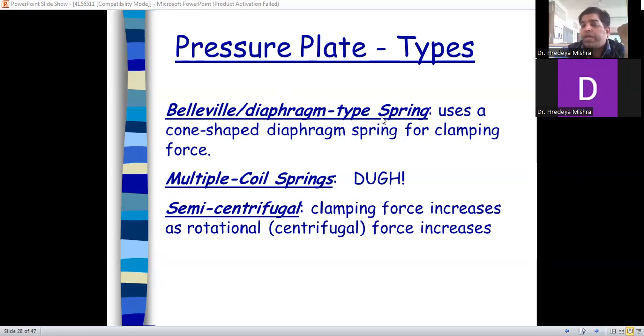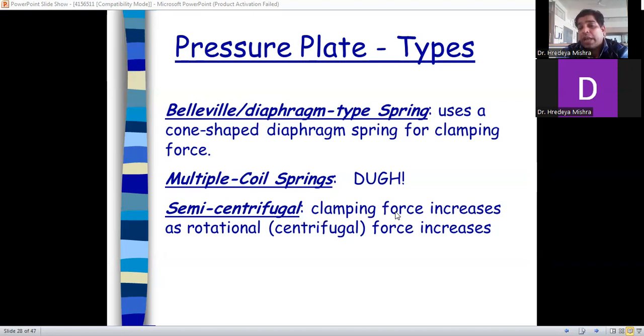Wavy or diaphragm type spring uses a cone-shaped diaphragm spring for the clamping force. The main important thing in the clutch is the action or process by which the clutch is engaged or disengaged from the engine power transmission. Next are multiple coil spring and semi-centrifugal.